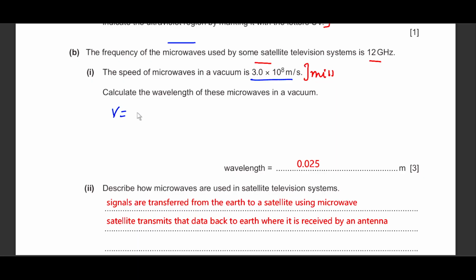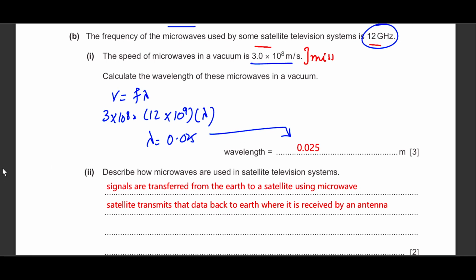So we're going to use the formula v equals f lambda. So this is 3 into 10 raised to the power 8. Replace all the values, which is 12. Now this is gigahertz, and 12 giga will be 10 raised to the power 9 into lambda. Lambda comes out as 0.025, which is written down here.